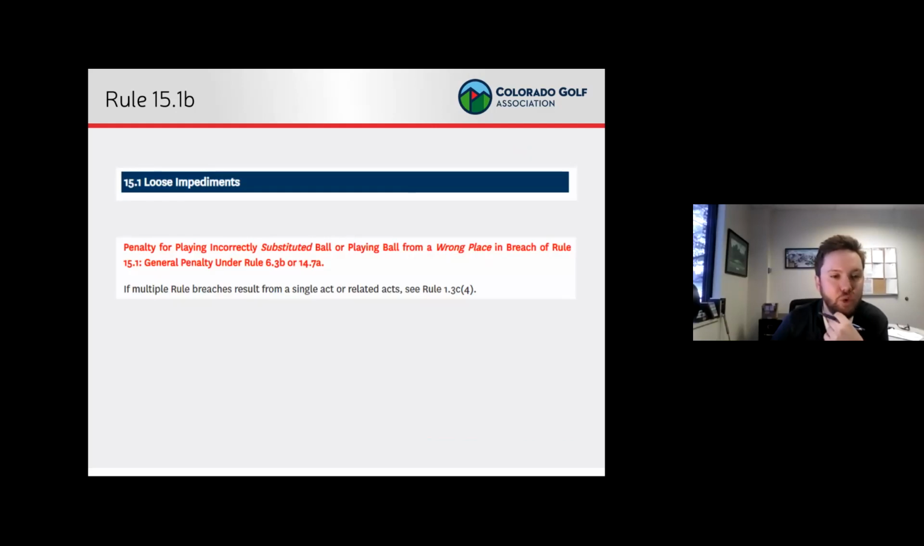All right, so the end of this rule is the penalty for playing an incorrectly substituted ball or playing a ball from a wrong place, but I kind of alluded to that. When it says must replace, a wrong place in breach of Rule 15.1 is the general penalty under 6.3b or 14.7a. And then it goes on to say if multiple breaches result from a single act or related act, see Rule 1.3c(4). So that's the end of loose impediments.